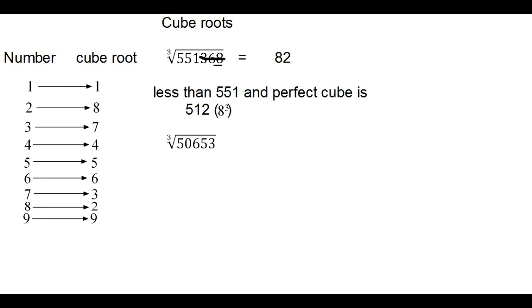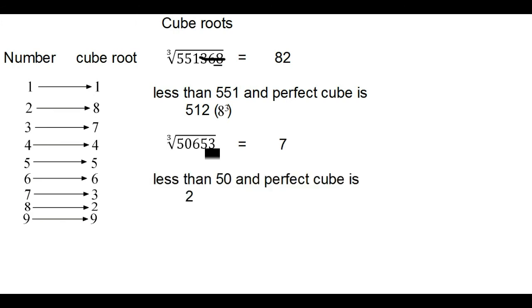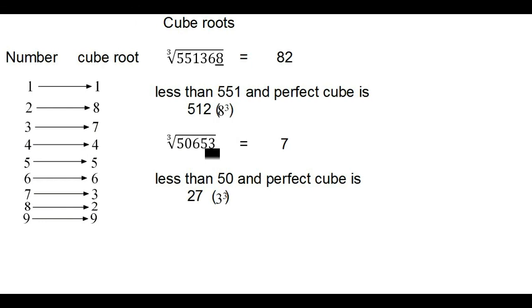Let's take one more example, 50653. Here the number is ending in 3. When a number ends with 3, its cube root should end with 7. So that's the first step. Now leave the last 3 digits. What is less than 50 and a perfect cube? That is 27. 27 is 3 cube. If you go for 4 cube, it is 64, more than 50. We want the lesser side. So immediately less than 50 and a perfect cube is 27, and 27 is 3 cube. So here the tens place has to be 3. So 37 is the answer for cube root of 50653. So in simple 2 steps, we get the answer for the given cube roots.